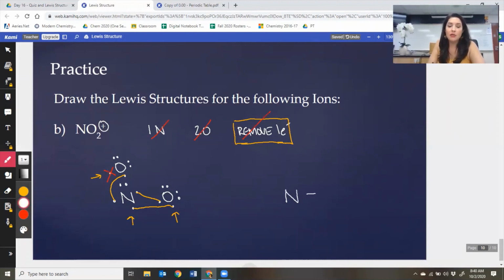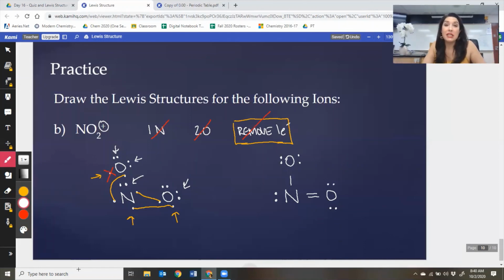N bonded to O, bonded to another O. Don't forget to bring your pairs of electrons. You can rearrange them, that's fine. And don't forget, oxygen's going to have 2 pairs, so I'll bring those with me. 2 pairs on this oxygen, bring those with me. And I'm done. I have a valid Lewis structure.